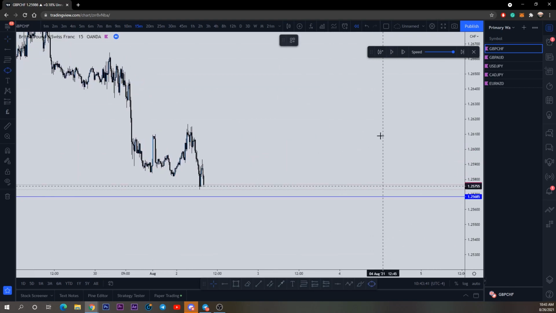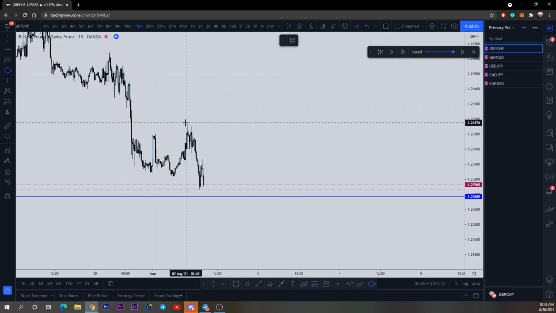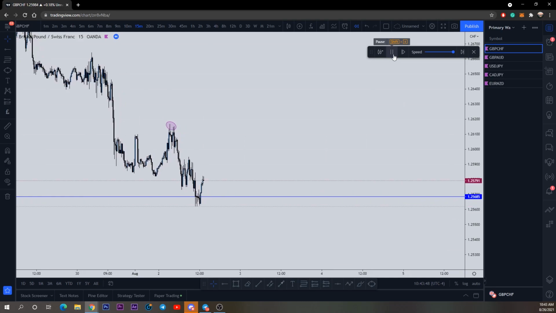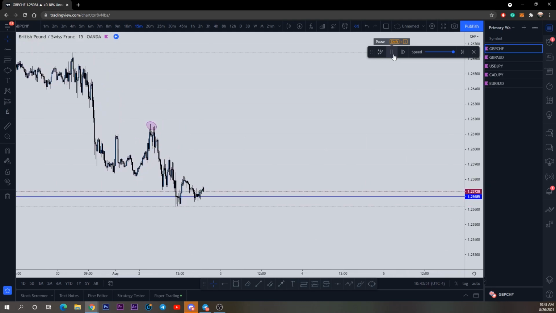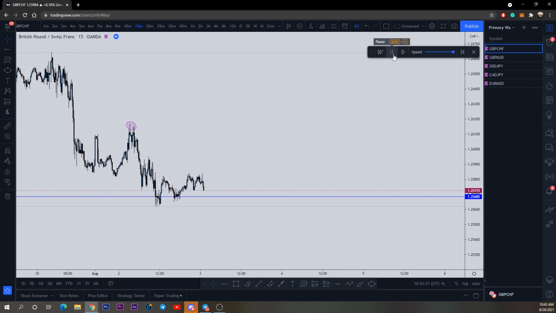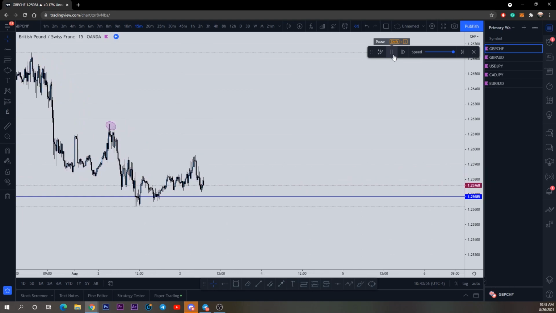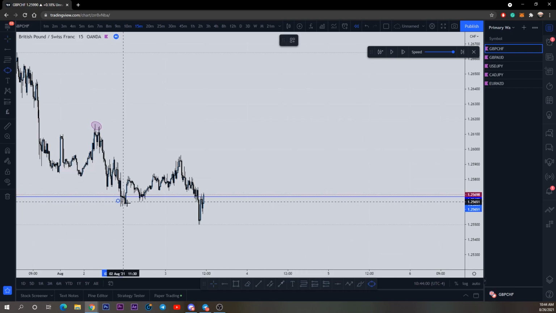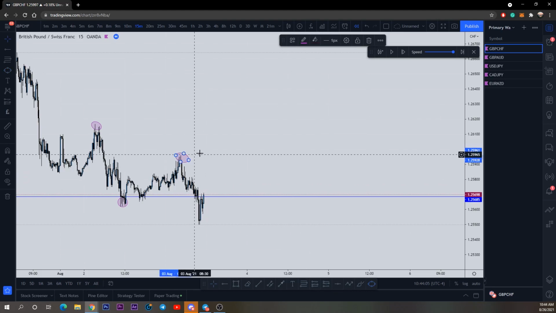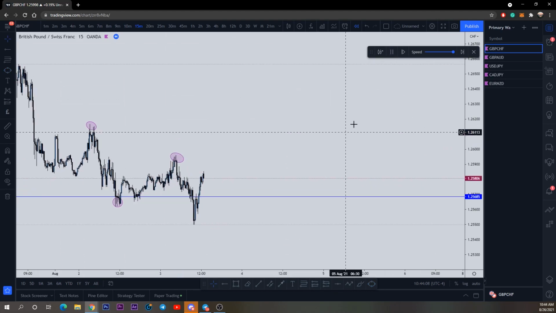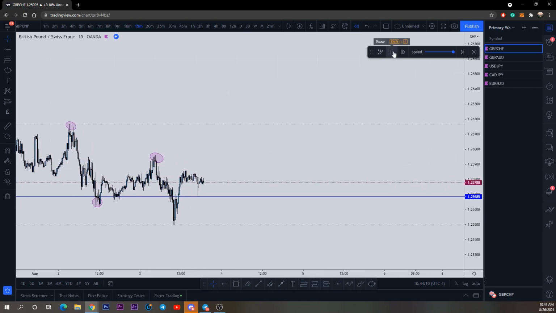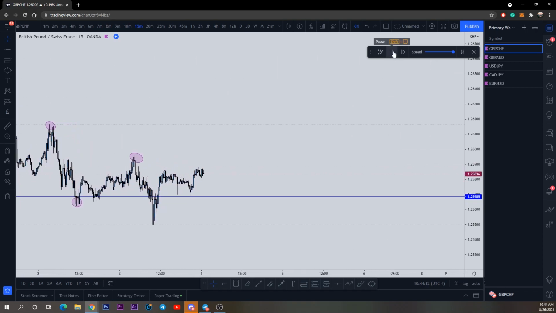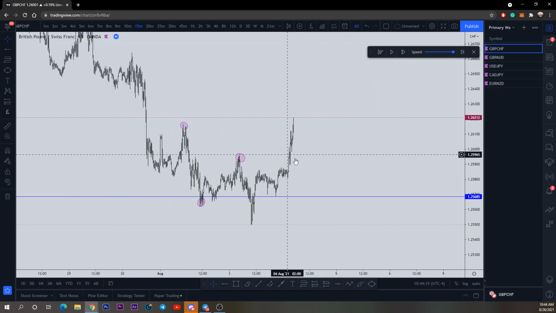All right, so right now we can start marking out this order flow that's going on. We have a high, low, high, and then we'll just watch to see what this does. Okay, we can stop right there.